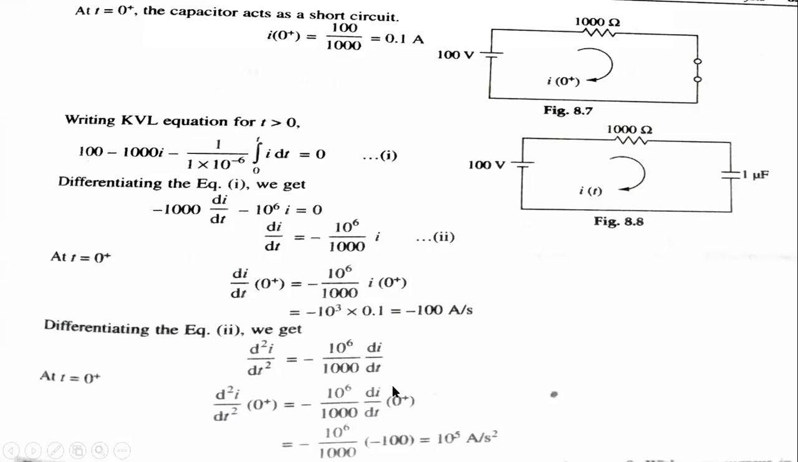Why am I writing this again? If I don't write di by dt at 0 plus, I will be unable to write the answer which I have obtained here. So just note down di by dt at 0 plus, then only it is possible to substitute that value, that is minus 100. In this way these will cancel out, and you will get 10 raised to the power 5 ampere per second square. Ampere per second is the first derivative, and because of the double derivative it will be ampere per second square.